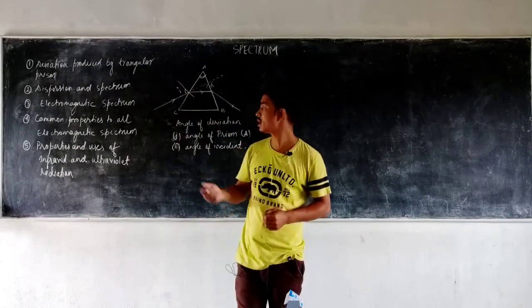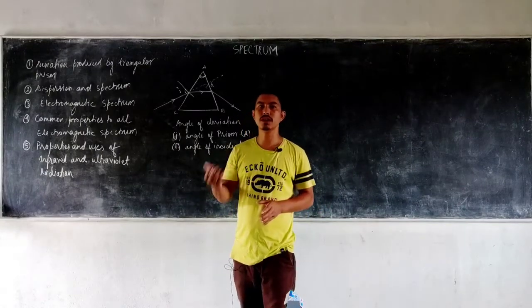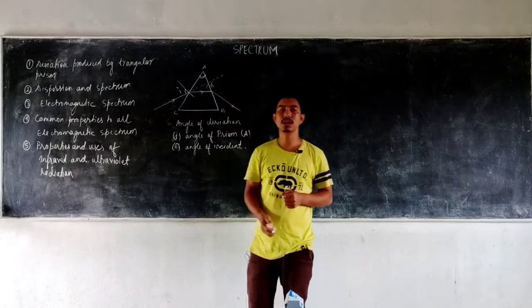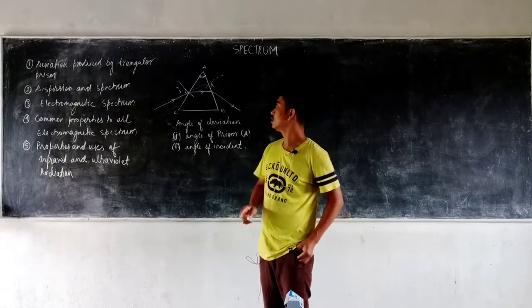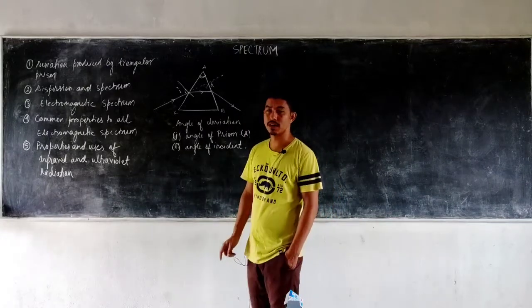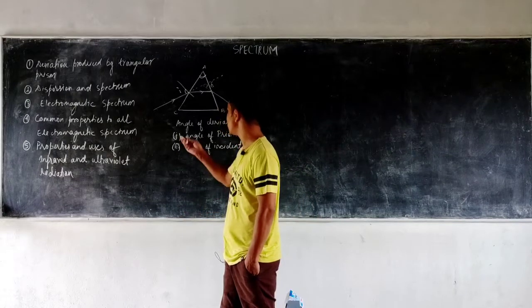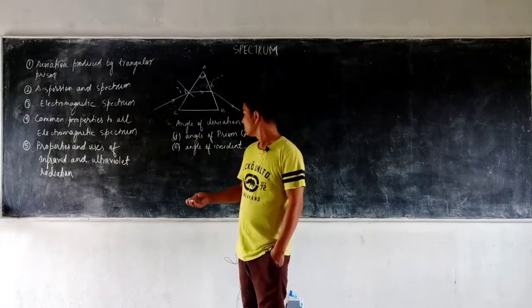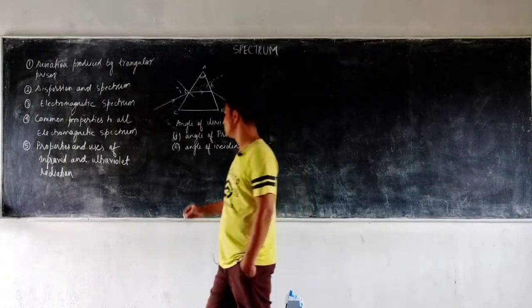That position is known as the position of minimum deviation, and on further increasing the angle of incidence, the angle of deviation also increases. So, with the angle of incidence, the angle of deviation depends anomalously. Initially, with the increase in the angle of incidence, the angle of deviation decreases, and further on increasing the angle of incidence, the angle of deviation also increases.